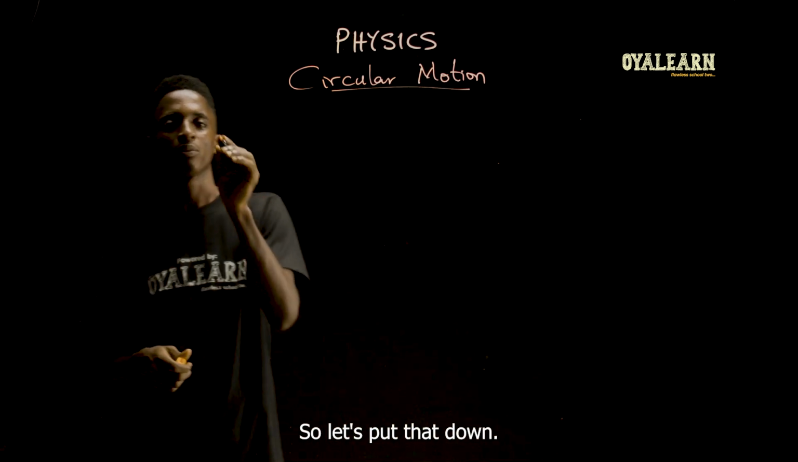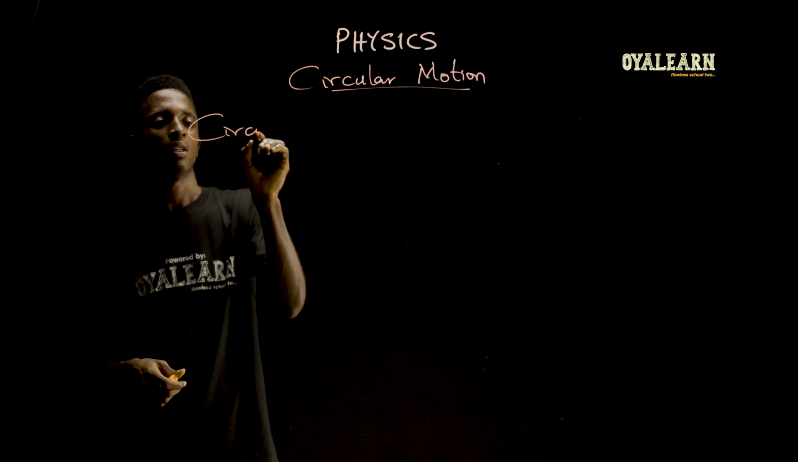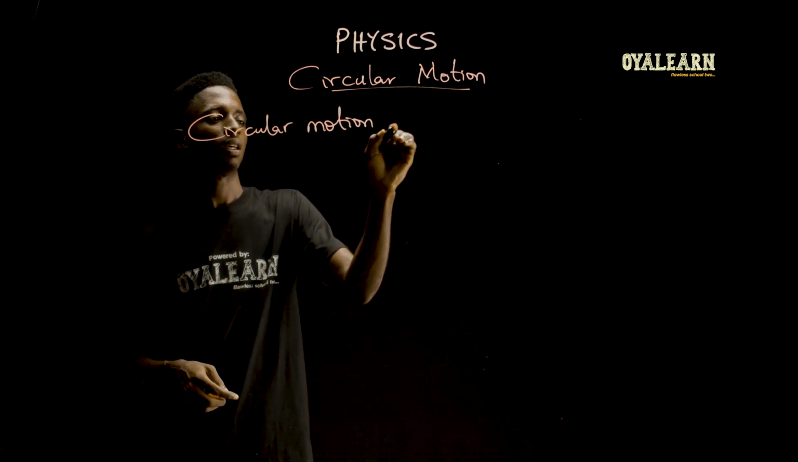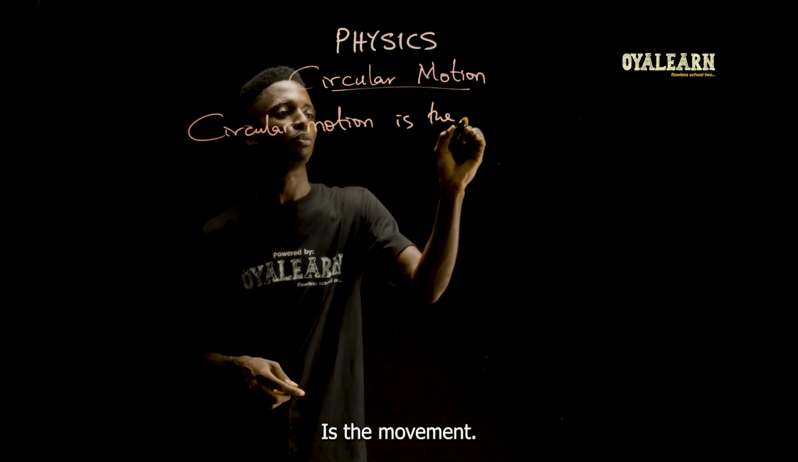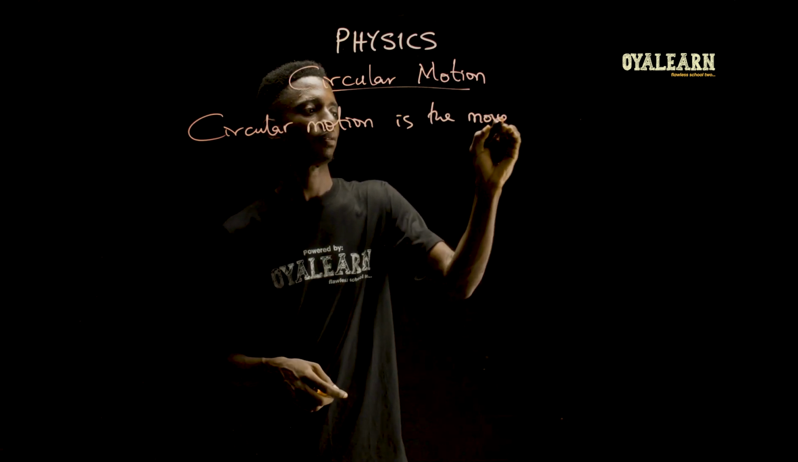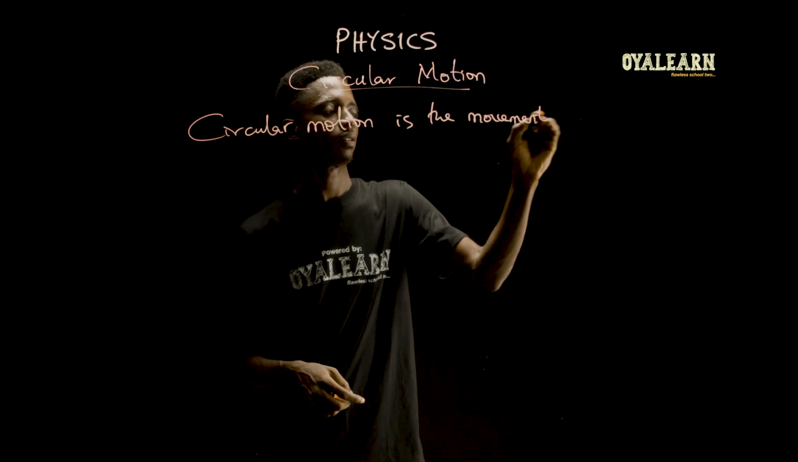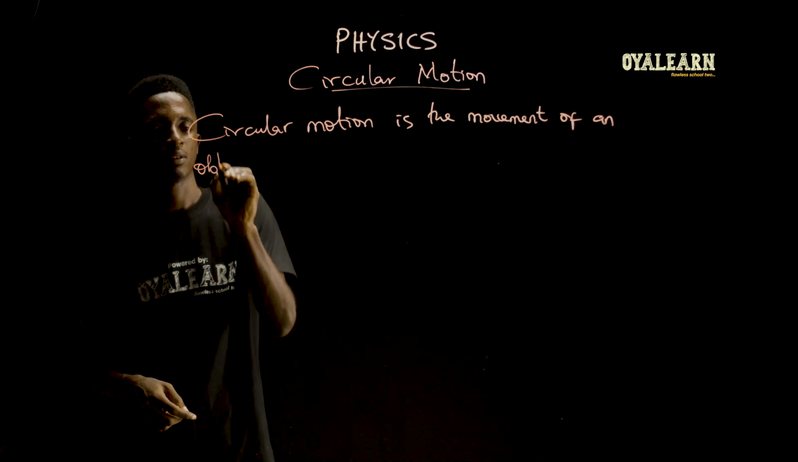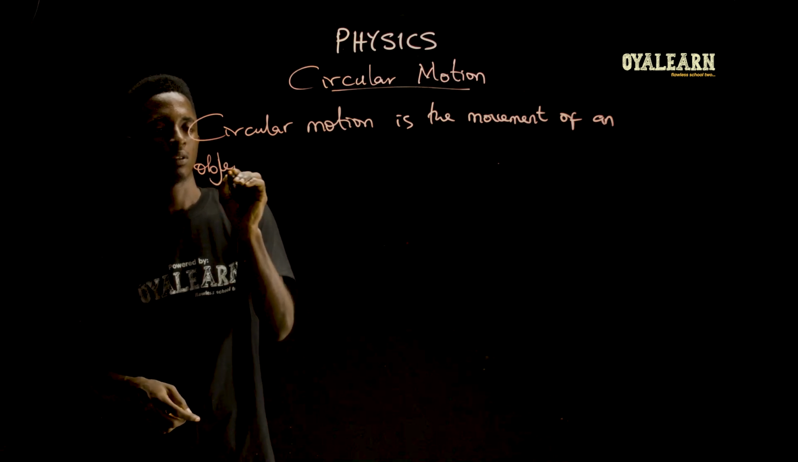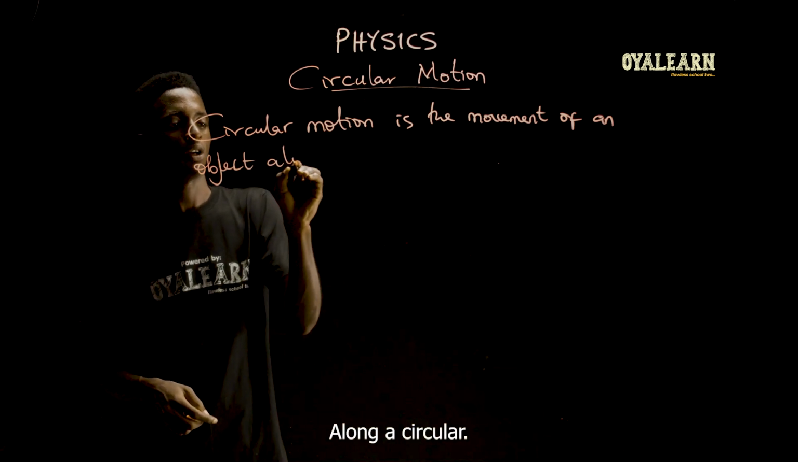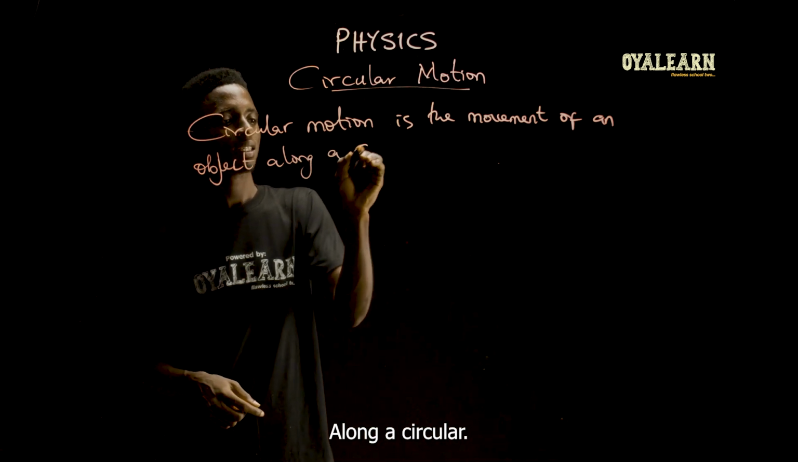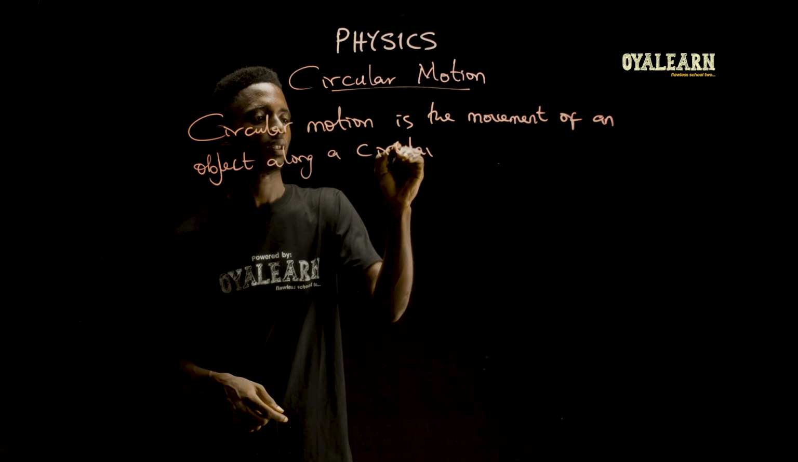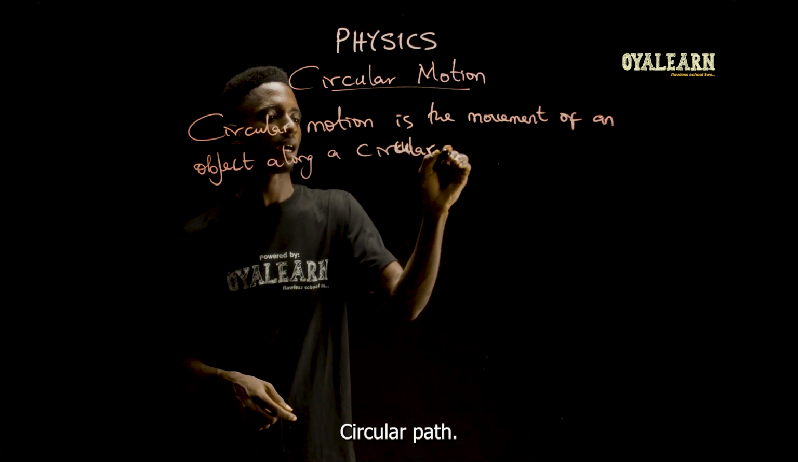So let's put that down. Circular motion is the movement of an object along a circular path.